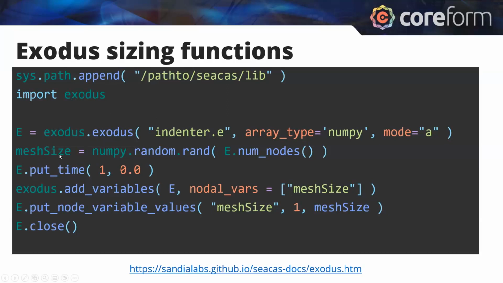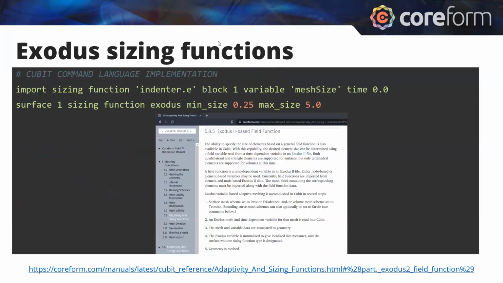You can write your own function. Here I'm just using a random number generator to compute some NumPy array. And then just a little bit of boilerplate to add that array back into the Exodus file and close it. Once you've saved out, so this close now has saved this Exodus file, we can then read that mesh back into Cubit through this import sizing function.